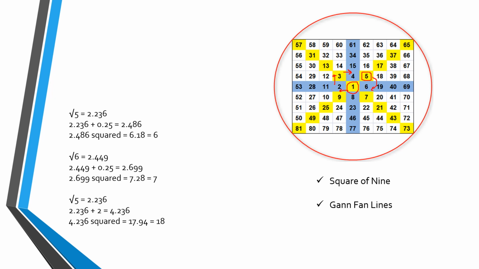How do I get from 6 then to the next level, which is 7? Very simple. I take the square root of 6, 2.449. To that, I'm adding 0.25. That gives me 2.699. I'm going to take 2.699, I'm going to square it. That gives me 7.28. In round figures, let's call it 7.